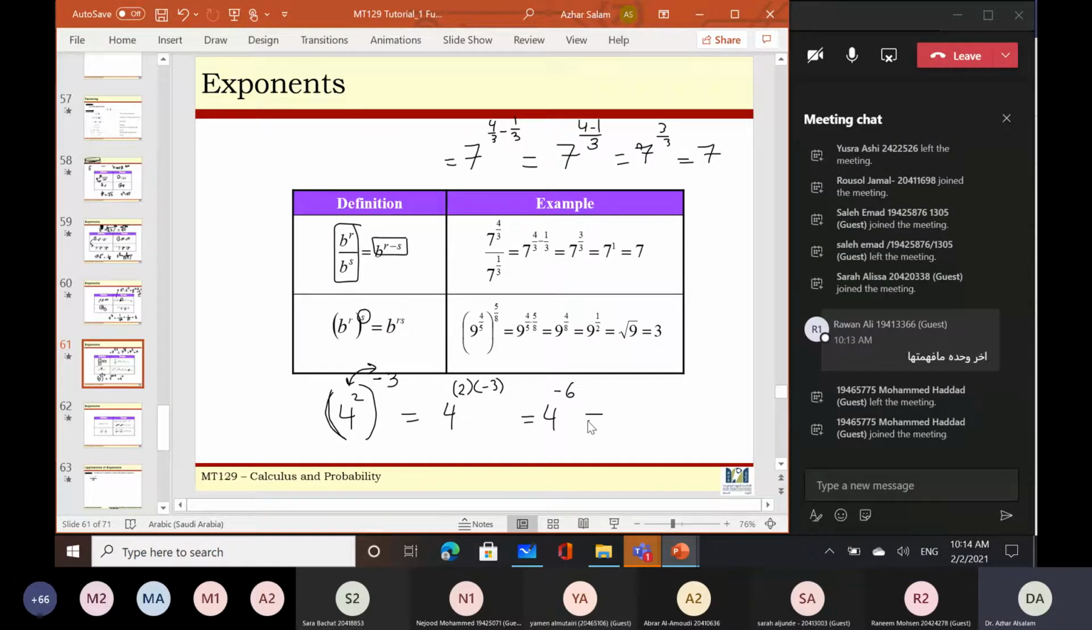If I want to simplify to the simplest case, since I have here a negative sign, 4 is in the denominator like this, to the power 6. Then I compute this number 4 to the power 6 and write the answer. You can compute it by yourself or by the calculator.